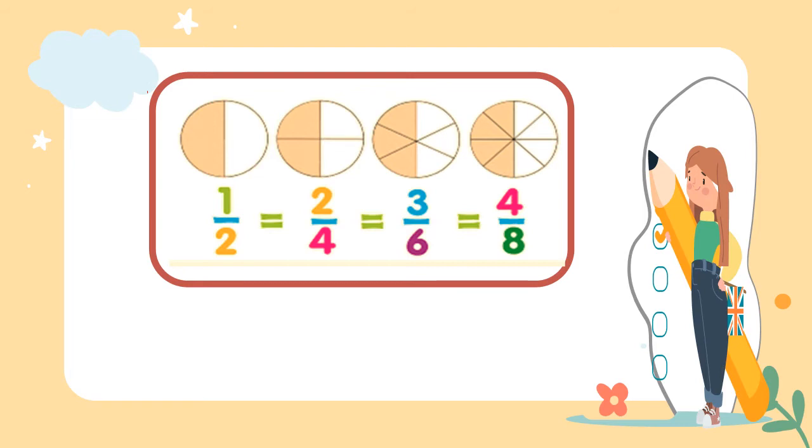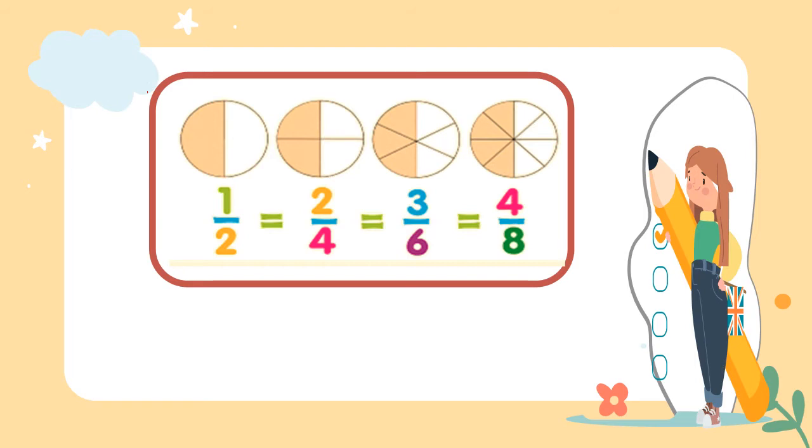The first circle is cut into two equal parts, into two halves, and the shaded part is only a half, 1/2. The second circle is divided into four equal parts, and the shaded part is also half of the circle, but it's 2/4. The third circle is divided into 6 equal parts, and the shaded parts are 3, but it's also half of the circle.